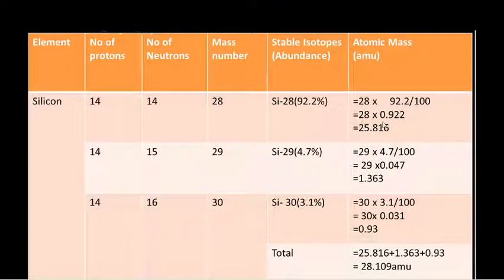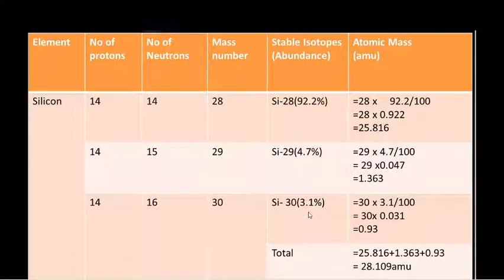So we got 28 into 0.922. If we divide 92.2 by 100, we get 0.922. So the answer is 25.816. Likewise, for silicon-29, the mass number of the silicon-29 isotope is 29 itself. So 29 into 4.7, this is the relative abundance of silicon-29. Divided by 100, we got 0.047. Multiplying this with 29, we got 1.363.